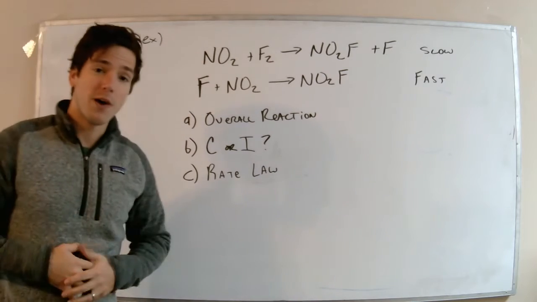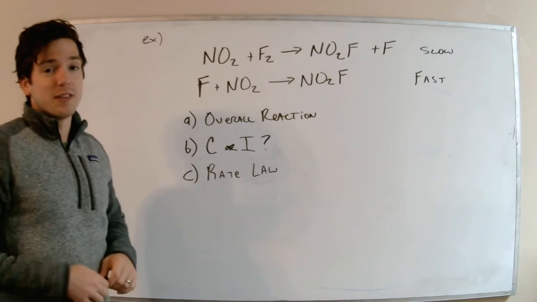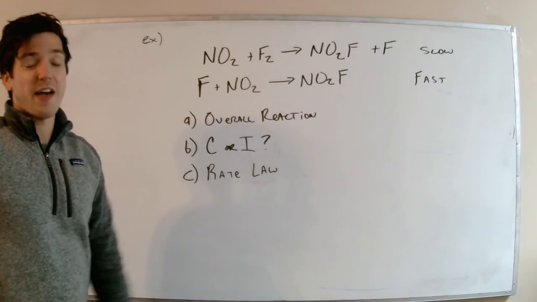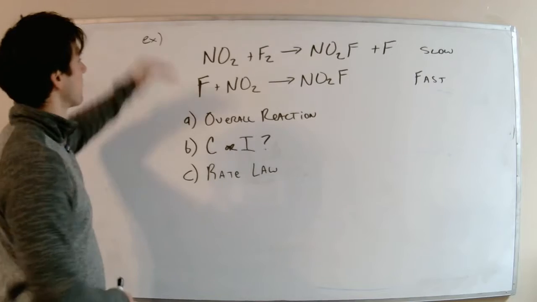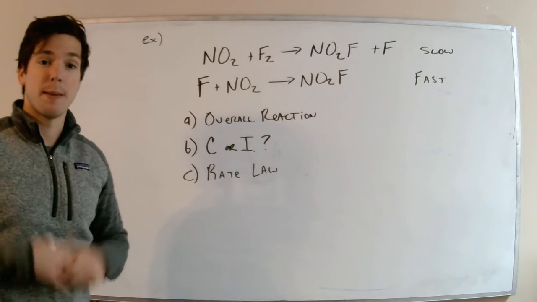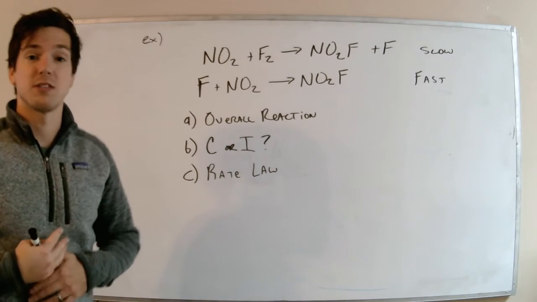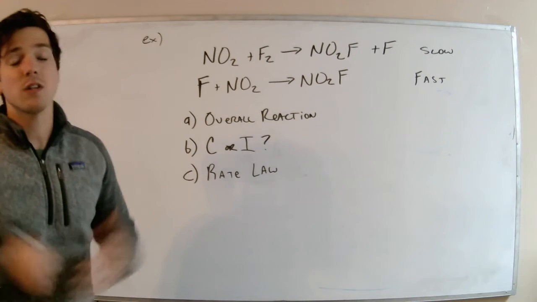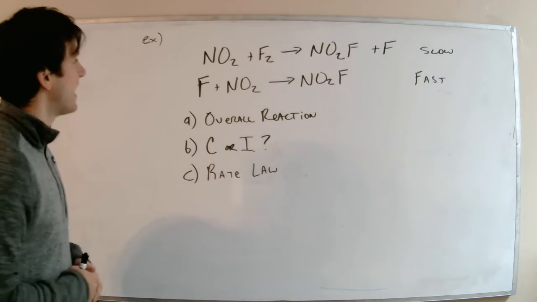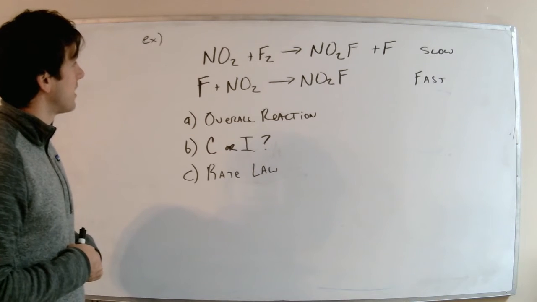The slow one is always going to be the one that determines the rate, right? We only move as fast as our slowest teammate or our slowest person. So in this case, it's the same with mechanisms. Okay, the slowest mechanism is going to determine the overall rate for the reaction. So now let's go ahead and determine the overall reaction. And to do that, we need to start by crossing out some things, okay?